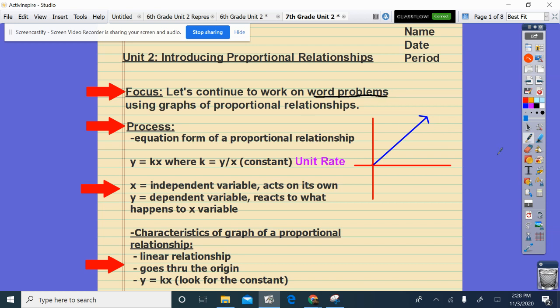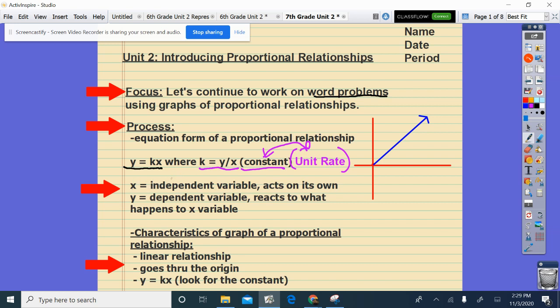So we're going to be exploring some word problems. These are things that we've been talking about for the last couple of weeks, but since they've been short weeks, I wanted to come back to them, especially in a word problem. So y equals kx is the equation form of a proportional relationship where k is your constant. Also, I want to introduce this term unit rate, because unit rate and constant are the same thing. We'll see that here in just a bit.